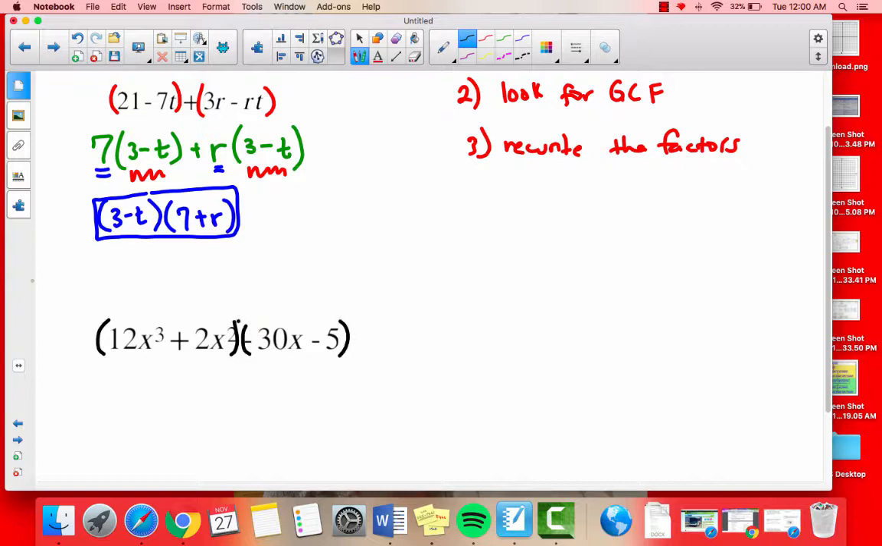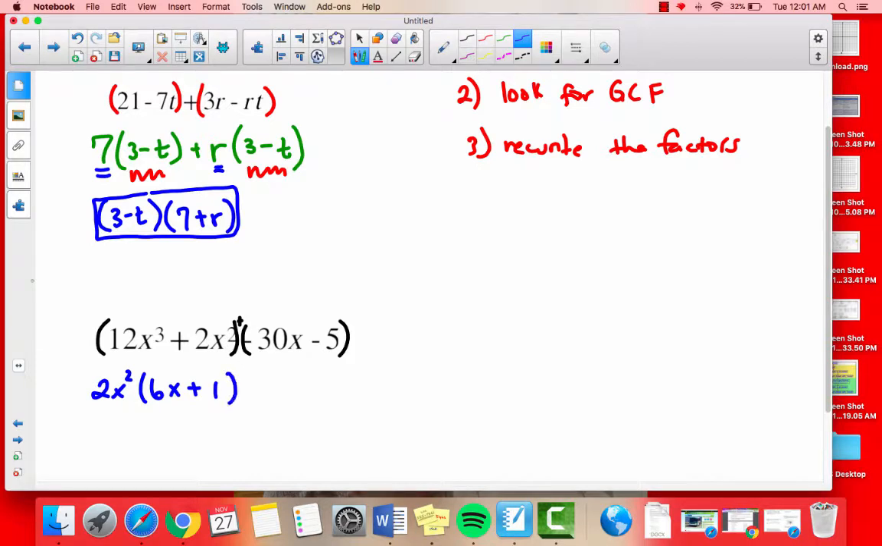And I always want to have a plus sign in the middle of them. So notice I grouped the negative in with the parentheses because I want to have the plus sign there. Now I've done step 1 by grouping each of the sets. Now step 2, I'm going to look for my greatest common factor. In the first pair, I can take out a 2 and I can take out an x squared. And that's going to leave me with a 6x plus 1.